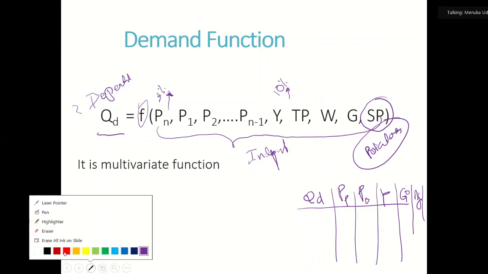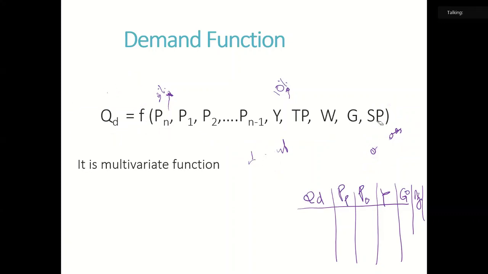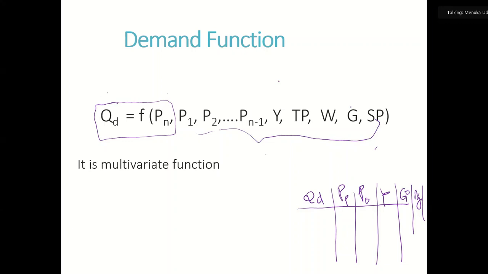So now what we're going to do is take just one dependent variable and just one independent variable to see how independent variables affect the demand. Okay, we're going to take the quantity demanded and the price. And we are going to assume that all these other variables are fixed or given. In economics, we call that ceteris paribus, meaning that all other factors are constant or fixed.